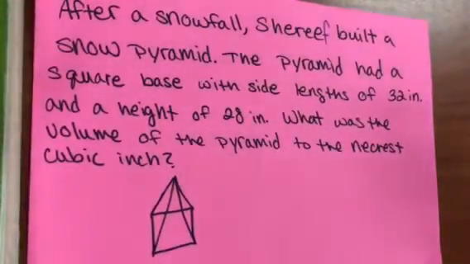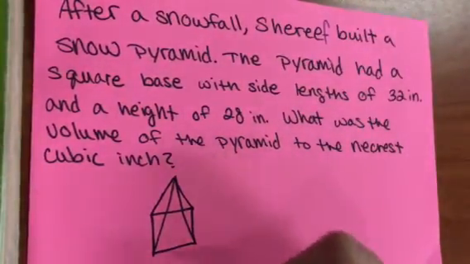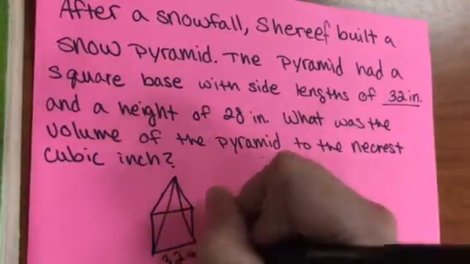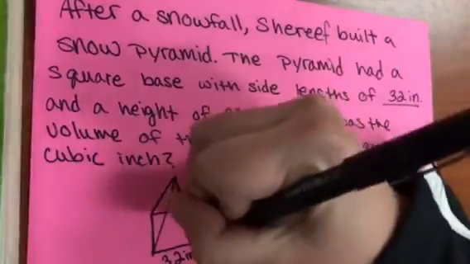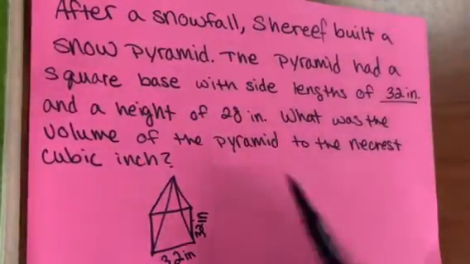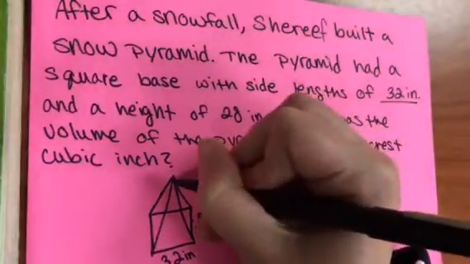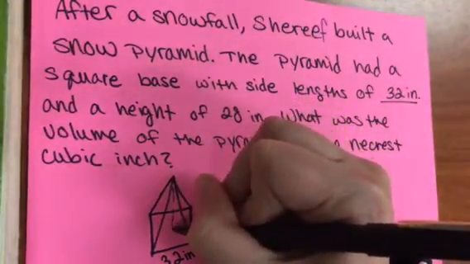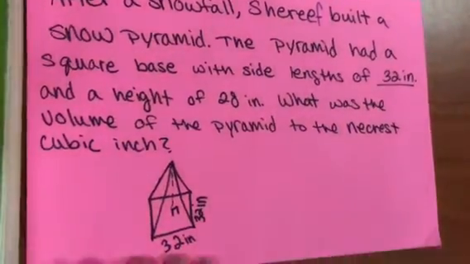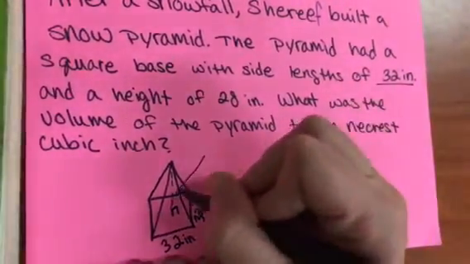So it's a square base, which means my edges are all the same, and they are a length of 32 inches. Holy moly, that's big. And then the height, from this little point all the way to about right here, that's my little right angle. The height of my pyramid is 28 inches.